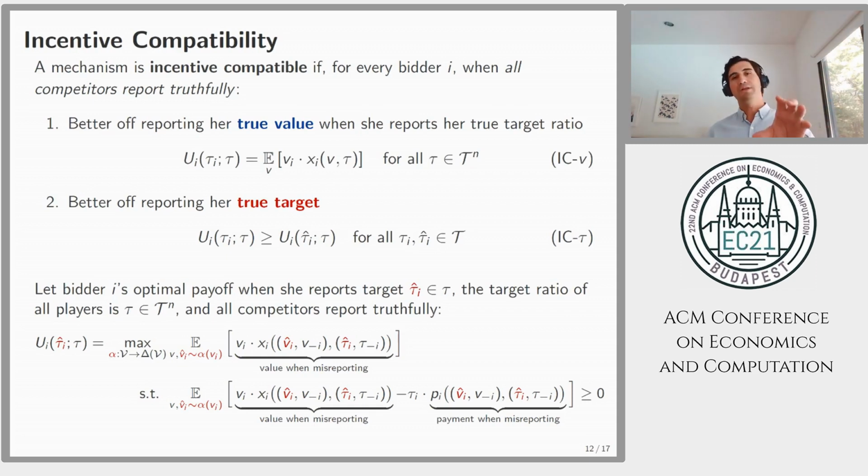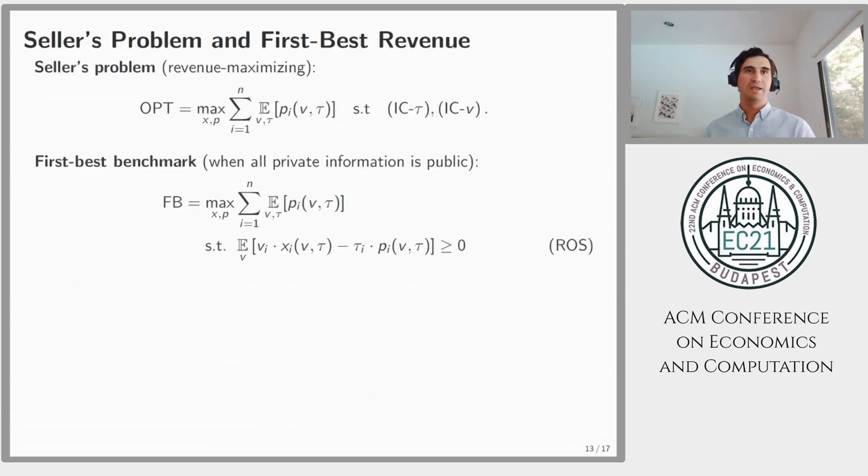Now, one point that I want to emphasize is that incentive compatibility doesn't preclude deviations off equilibrium. If you misreport your target, then reporting your true value may not be optimal. You may be better off reporting a different value, and this is going to be an important consideration for our results. Now, in terms of the seller's problem, the seller is maximizing revenue, which is given by the sum of the payments, subject to the incentive constraints.